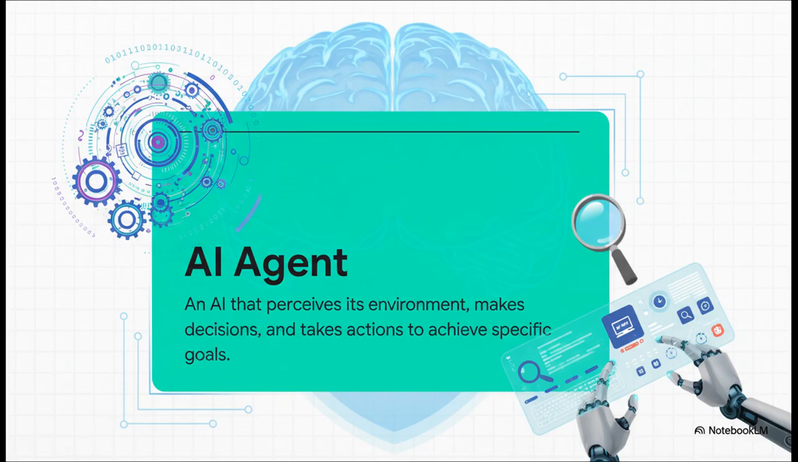And I absolutely love this analogy of a super-powered digital intern. Think about it. You don't tell an intern, click here, then type this. No, you give them a goal, right? Like, hey, find me the top 5 competitors in this space. Then they go off and figure out the steps. That's exactly what an AI agent is built to do.